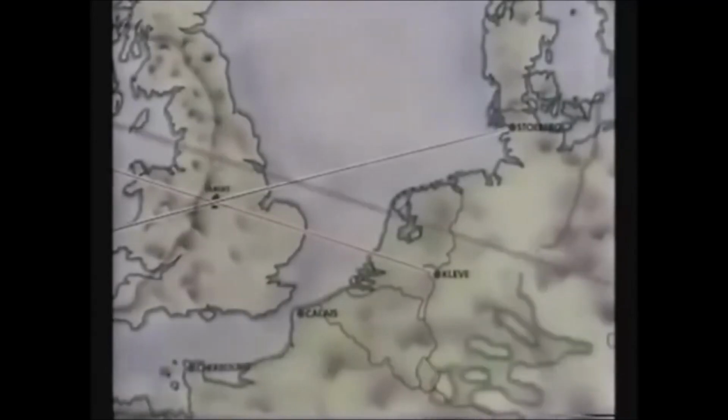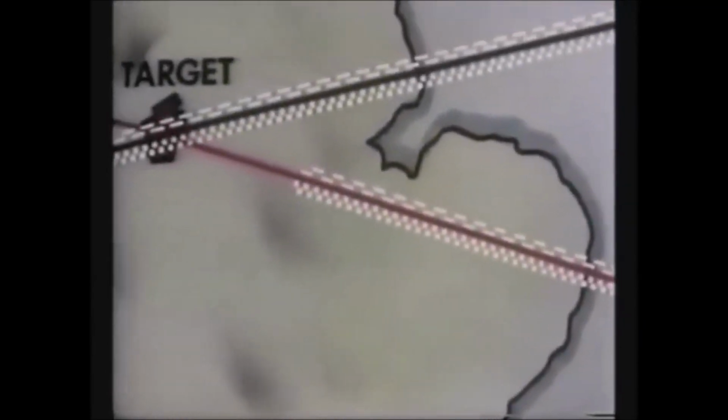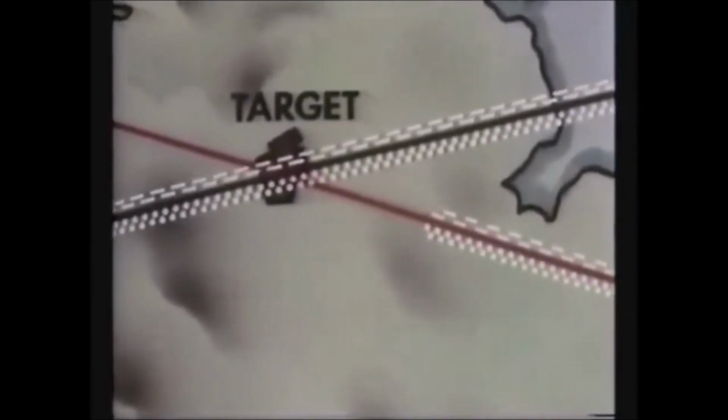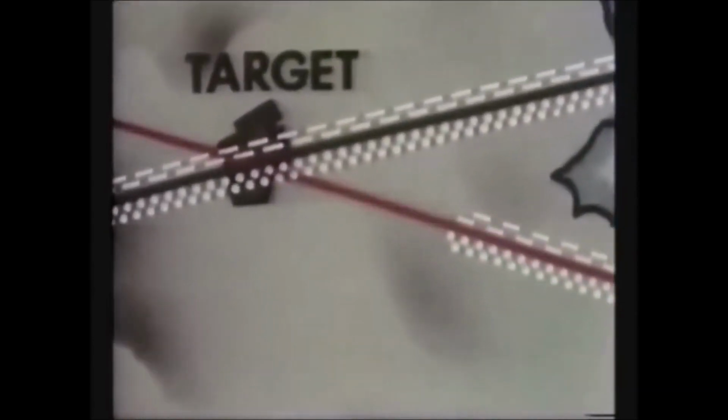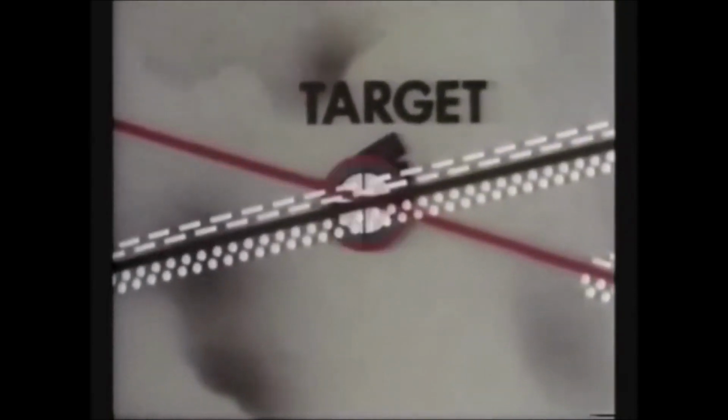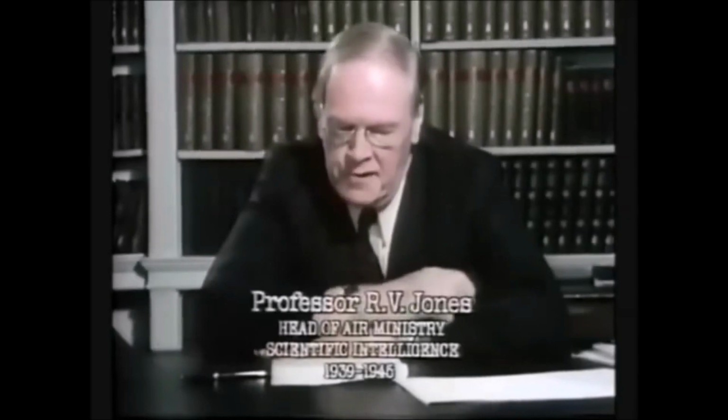In short, the radio beam from a single transmitter would guide the German bombers on a line towards the target, but one beam could not tell the bomber when they were over the target. A second transmitter was set up so its beam crossed over the target, indicating when the airplanes should drop the bombs. British intelligence, led by R.V.